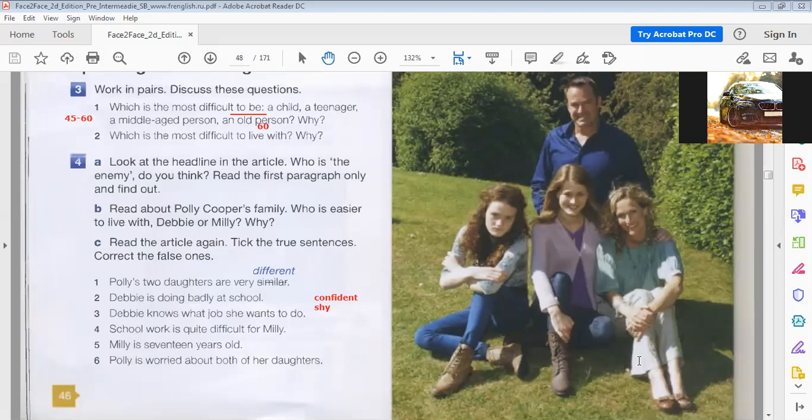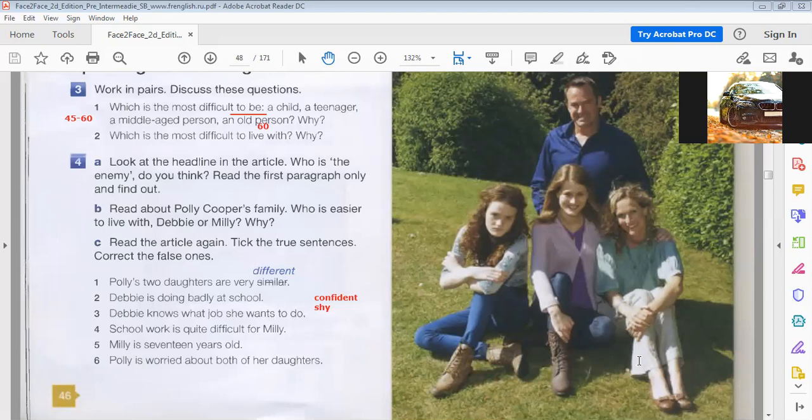Okay. Why do you think it's difficult to be an old person? The end of life. Because it's the end. The end is near. Yes. Okay. Maybe if you reach this age without having everything you need in your life, maybe you're feeling alone. Retired.